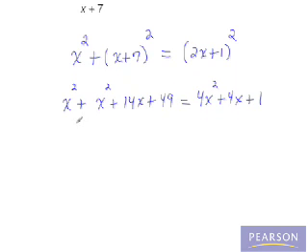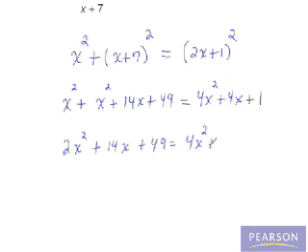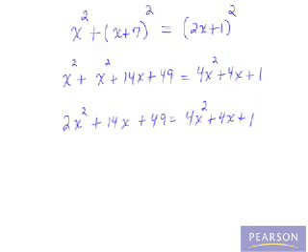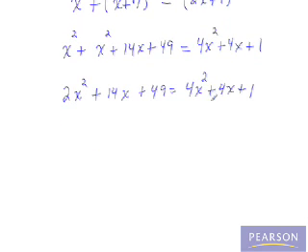Let's clean up the left-hand side. I can combine like terms on the left-hand side. X squared plus x squared is 2x squared plus our 14x plus 49, and it is equal to the right-hand side, 4x squared plus 4x plus 1. And now I see that I have a quadratic equation, and the only method we have now to solve a quadratic equation is by factoring.